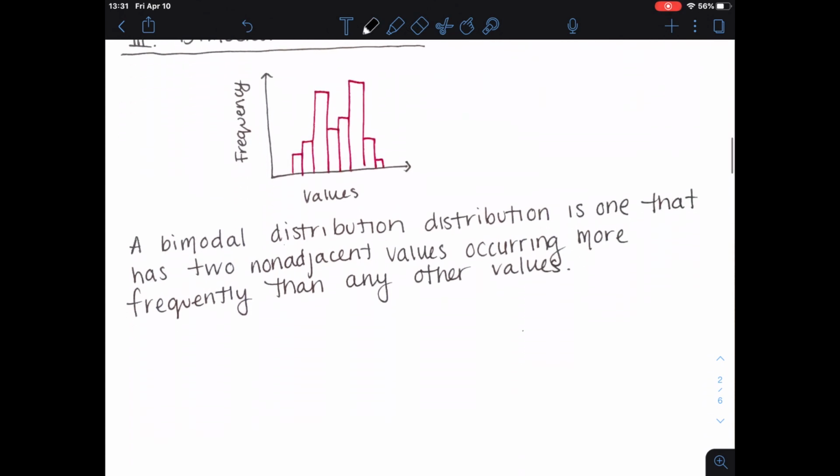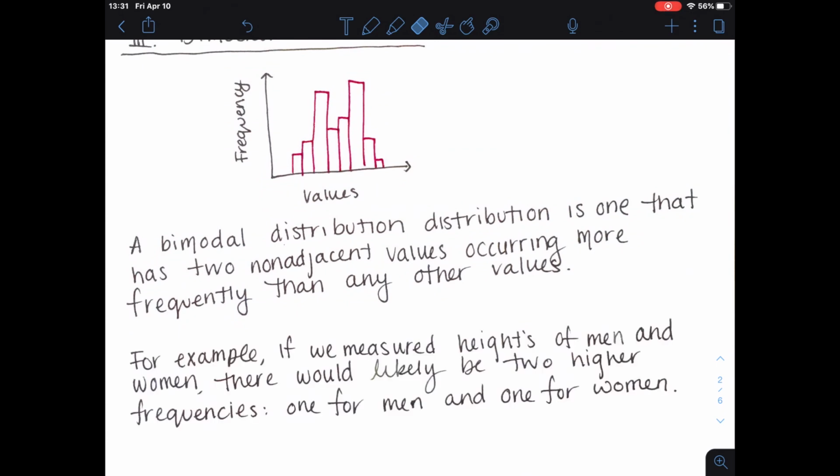If you want a realistic scenario, think about heights of men and women. There's a different average height for men than there is for women. So you're likely going to have two frequencies that occur more often than others. One peak will be for the men's average height, one peak would be for the women's average height.